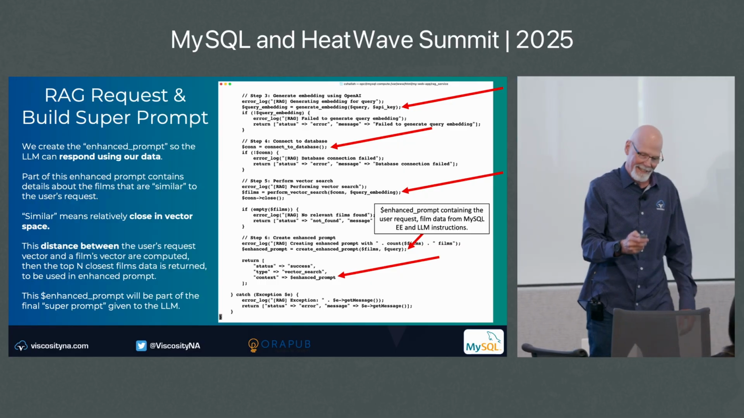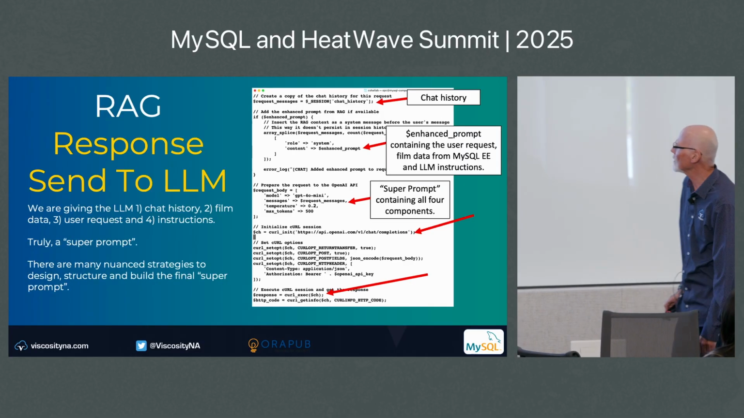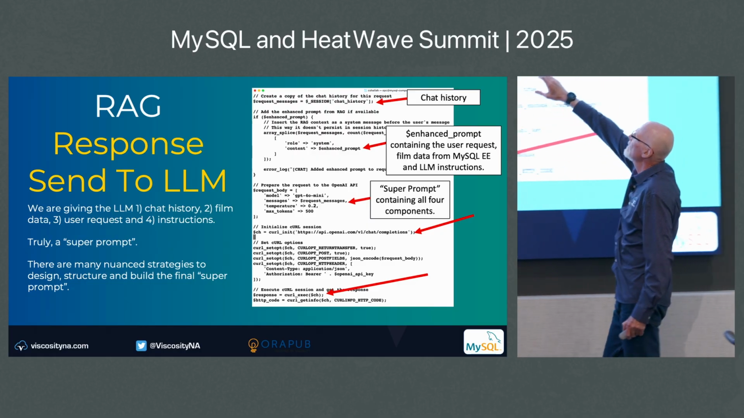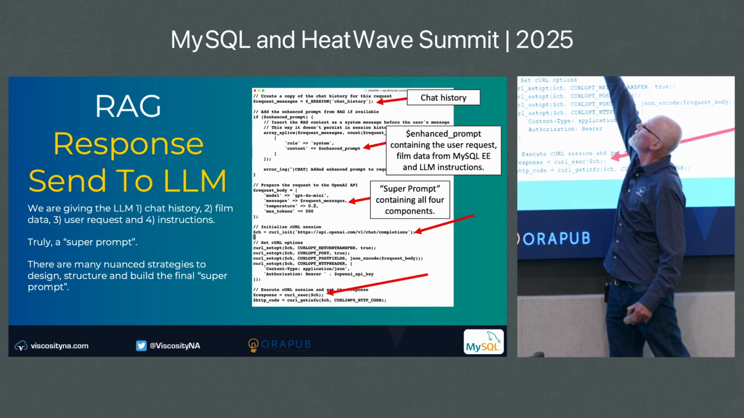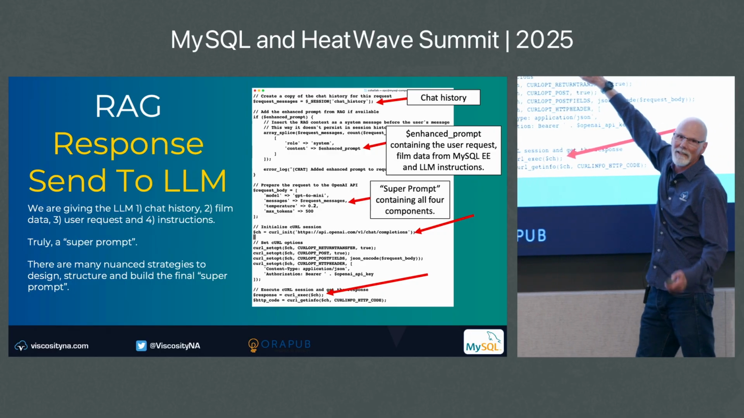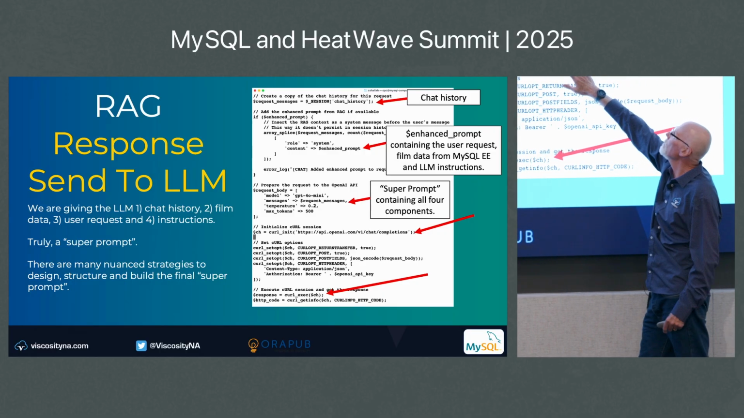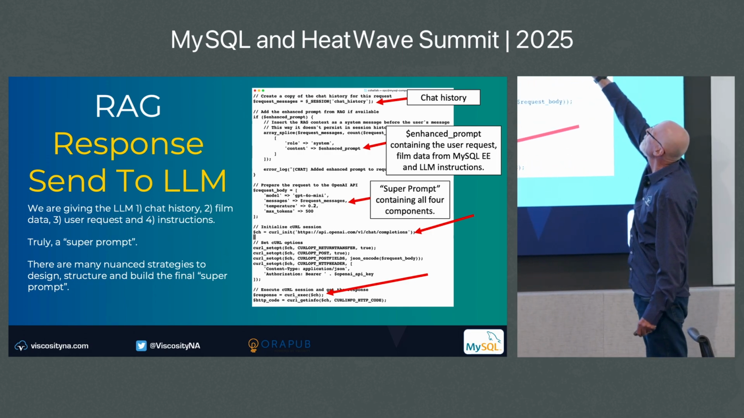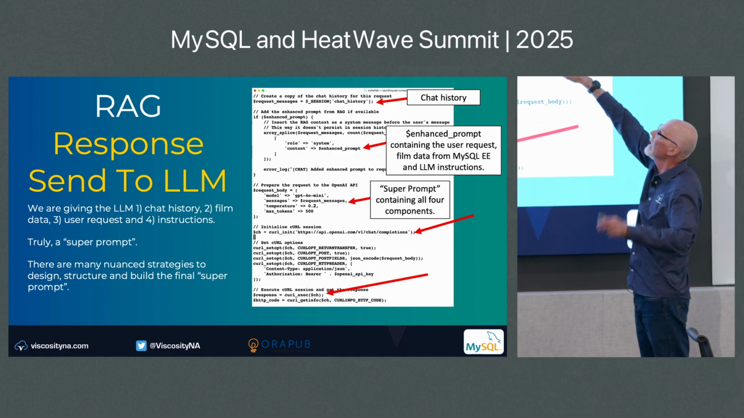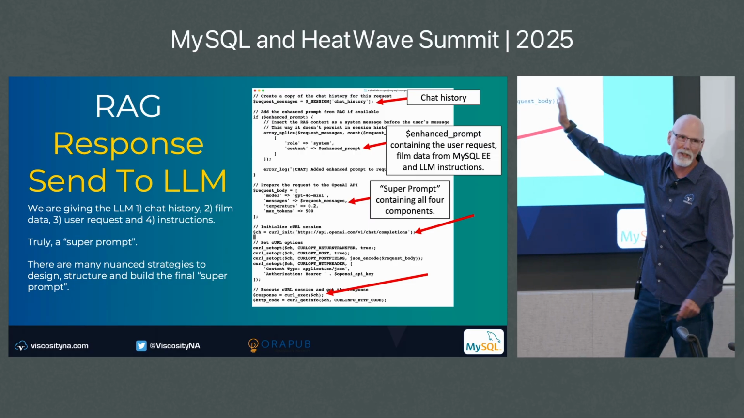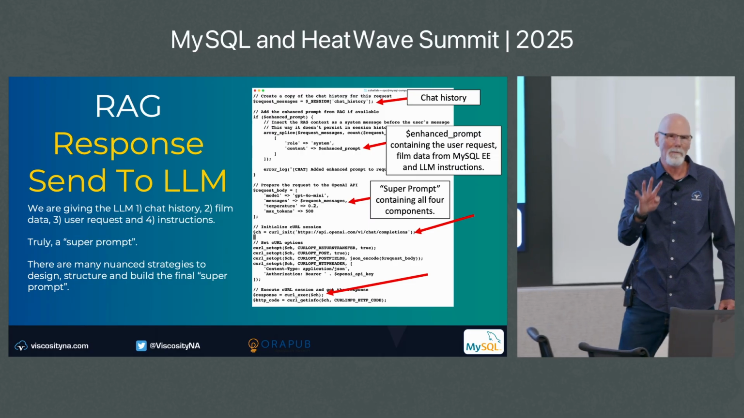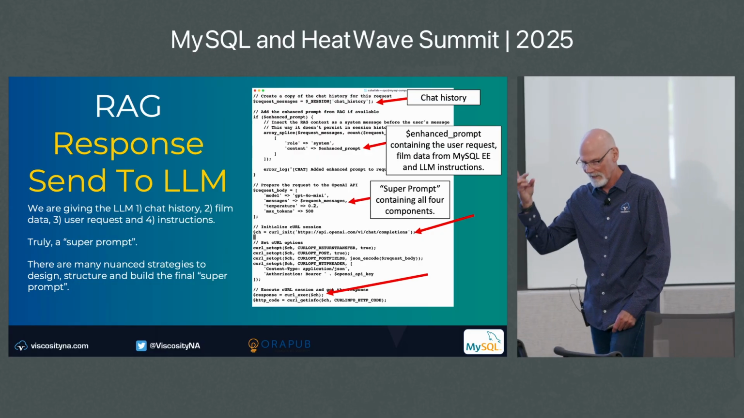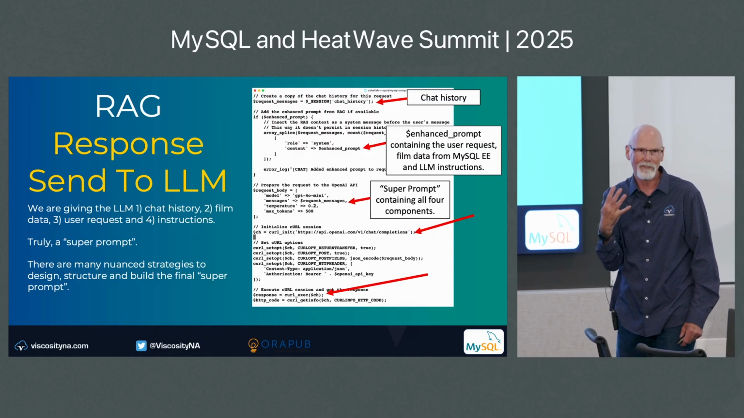If I was to rewrite this, I would use the words that I'm using right now. But the goal here is this: this is what we're going to send to OpenAI to get the natural language response. It's going to contain the enhanced prompt, which we just did, and the chat history. That's what this code is doing. So we're going to get all four components: the request, the context, the chat history, and my instructions.